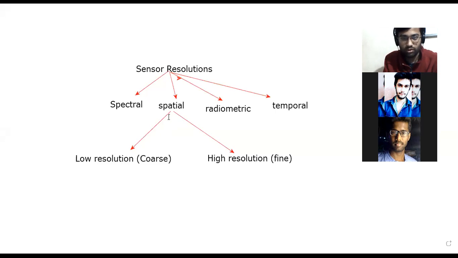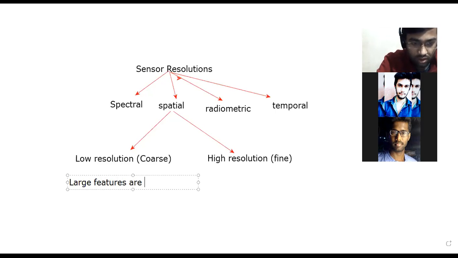So we have two types of spatial resolution. One is low resolution, which is also called coarse resolution, and the other is high resolution, which means fine resolution. If you are using low spatial resolution, you can only observe large features. Large features are clearly visible.